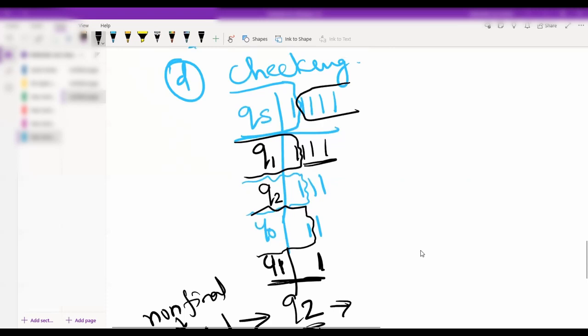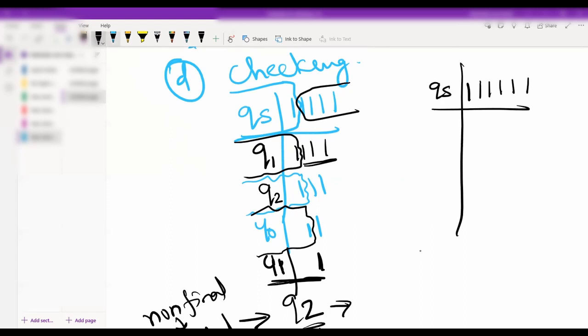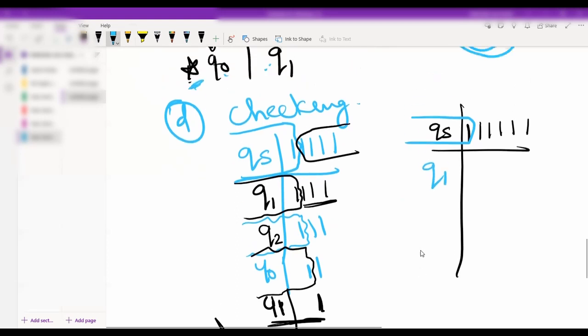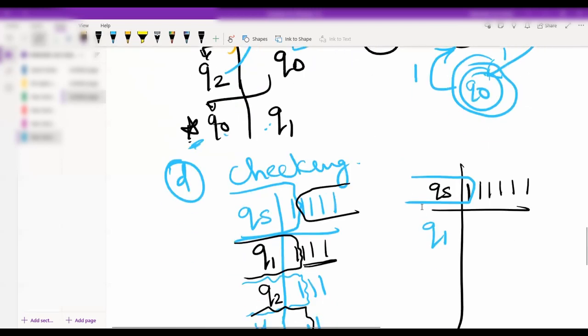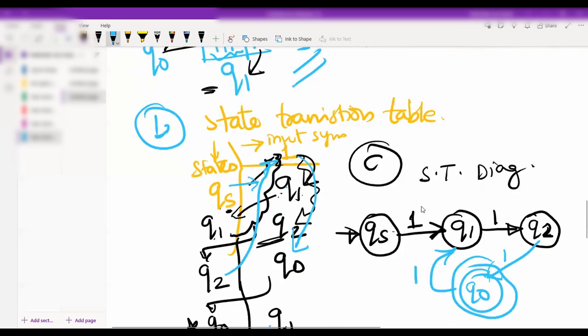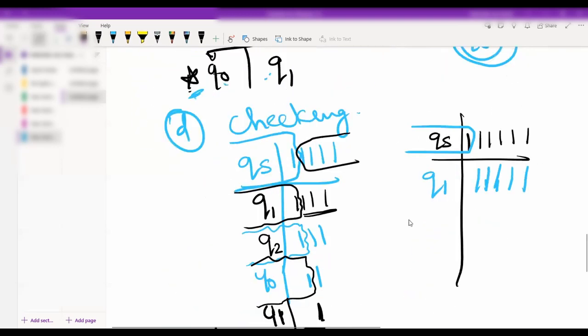Now let us take one more string for number 6. We'll start with QS. Now QS with 1, from the diagram, QS on 1 goes to Q1. So now the remaining string is 5 occurrences of 1. Now Q1 on 1 goes to Q2. What remains is the string with 4 occurrences of 1.